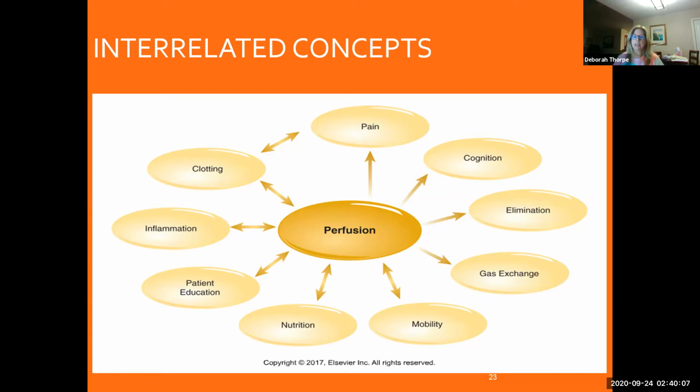Elimination from the kidneys is an indirect indicator of cardiac output, right? Urine output, if they're not putting out urine, why is that? Think about perfusion to the kidneys. Cognition is altered when perfusion to the brain is impaired. Patient education is central to the prevention of cardiovascular disease as well as management of cardiac disease. So you can see how these are all interrelated.